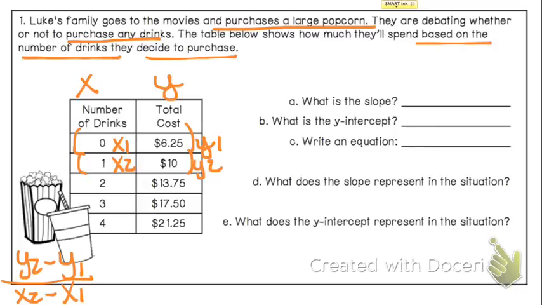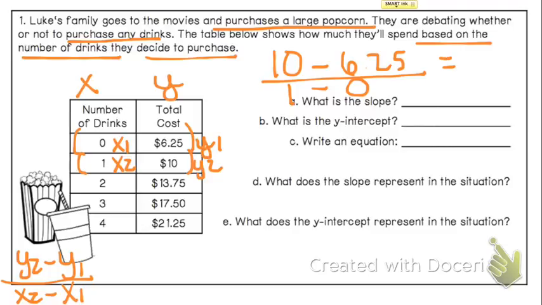So I have y2 minus y1. So y2 is 10 minus y1 was just $6.25 over x2, which is 1, minus x1, which is 0. Well, 10 minus 6.25 gives you 3.75 over 1 minus 0 is 1. So the question says, what is slope? Well, it is 3.75.